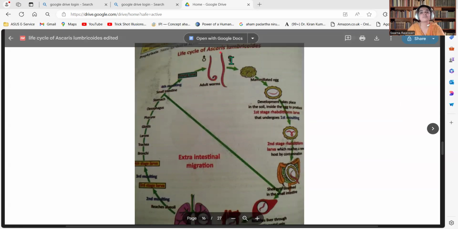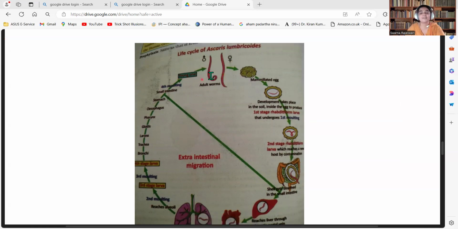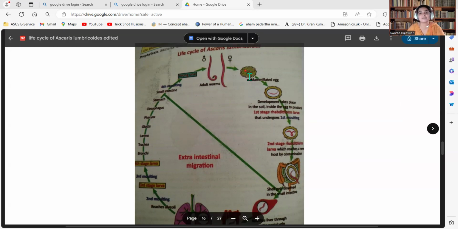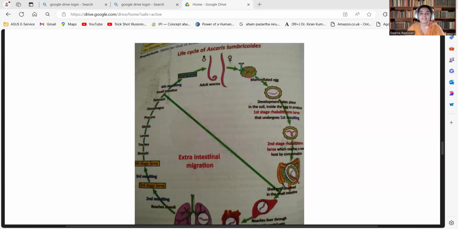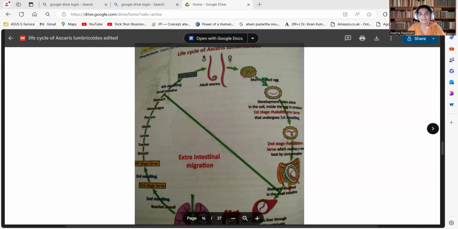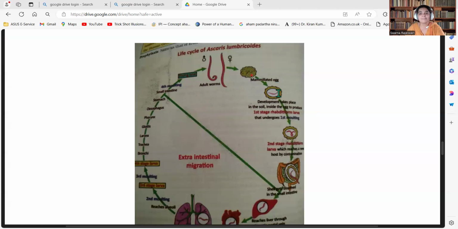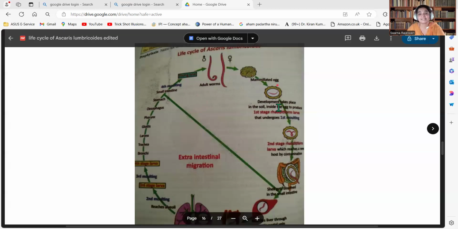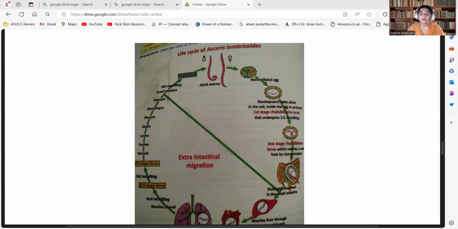So in the man, both the male and the female worms will be populating, and the female liberates about 2 lakhs of eggs per day. And these eggs are called mamillated eggs. So these mamillated eggs are liberated in the small intestine, and they will be developing into what is called Rhabditi form larva.